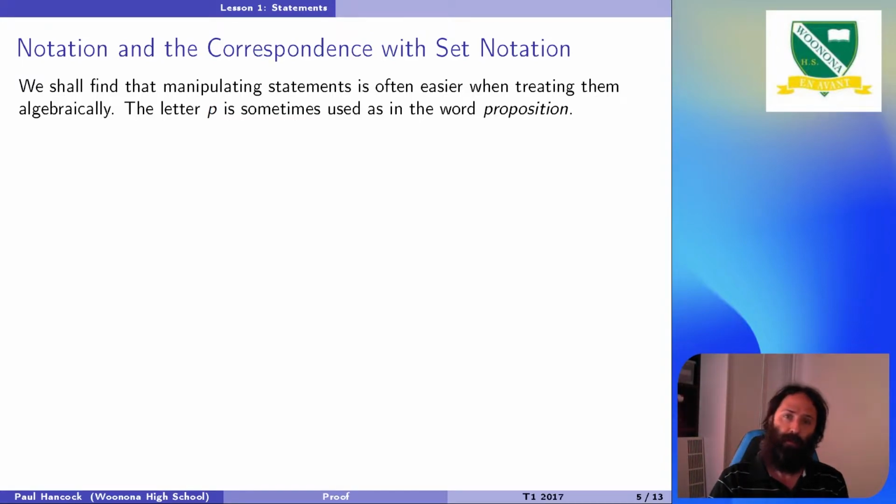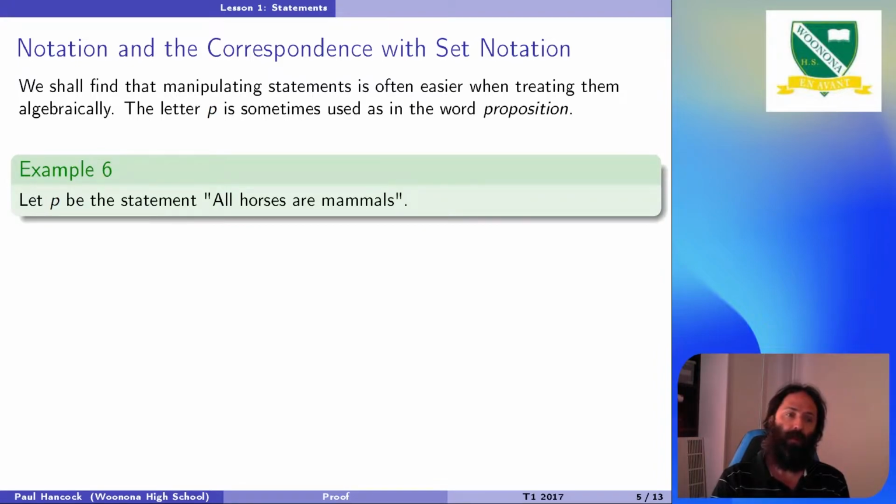Here's a boring example. Let P be the statement, all horses are mammals. So if we were working through a problem, trying to establish whether this was true or false, then whenever we saw the pronumeral P, that's representing that statement, all horses are mammals.